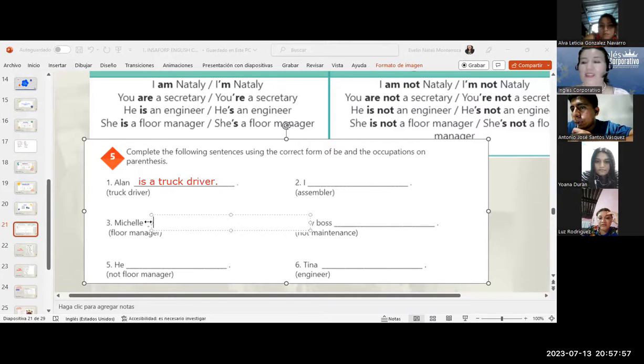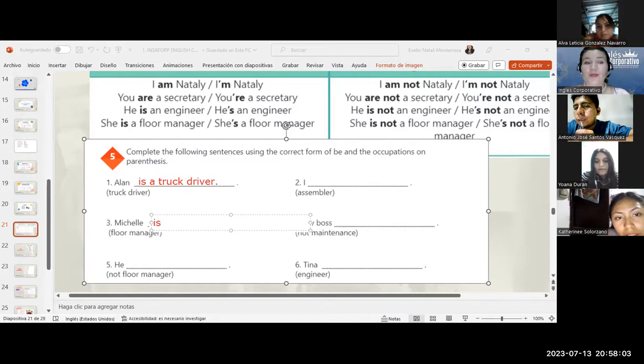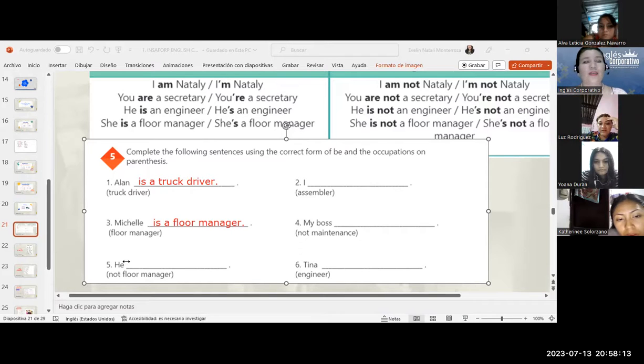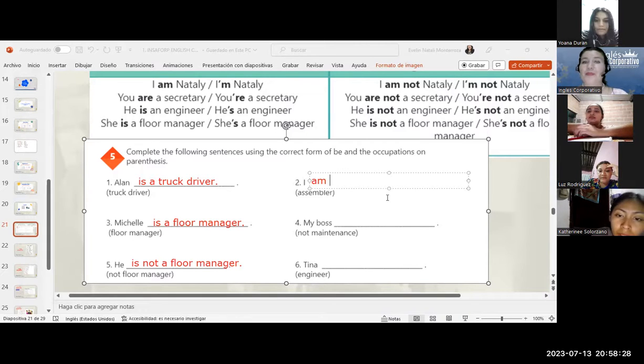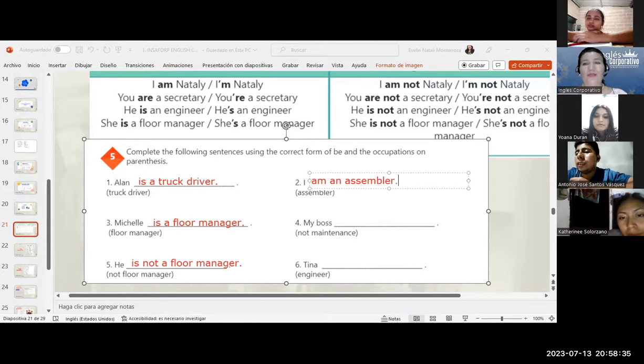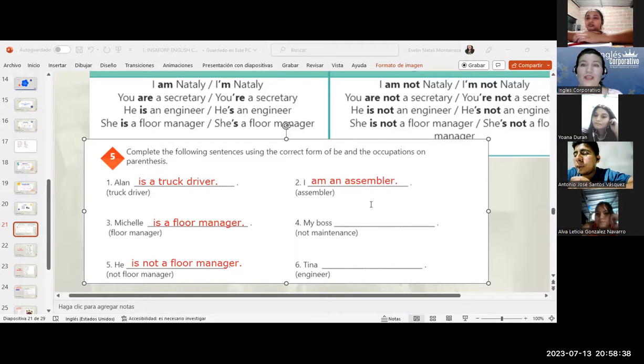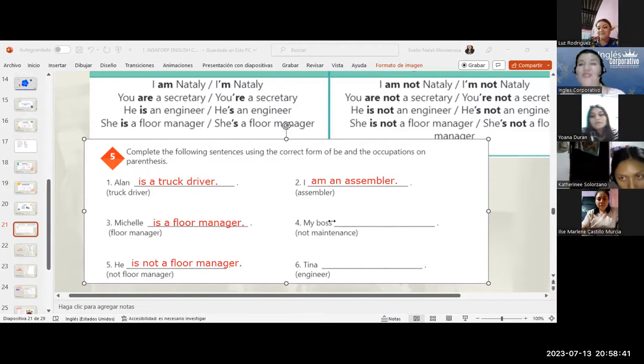Very good. Michelle. ¿Qué verbo vamos a ocupar con Michelle? She is a floor manager. He is not a floor manager. Very good. I am an assembler. ¿Y por qué pusimos an aquí? Porque empieza con vocal. It begins with vowel.